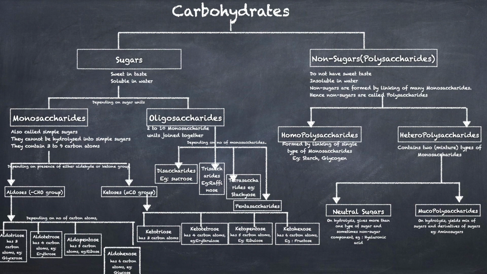Neutral sugars on hydrolysis give more than one type of sugar and sometimes non-sugar components. Example, hyaluronic acid. Mucopolysaccharides on hydrolysis yield a mix of sugars and derivatives of sugars. Example is amino sugars. This is about the classification of carbohydrates.